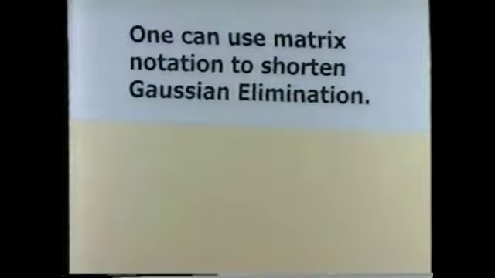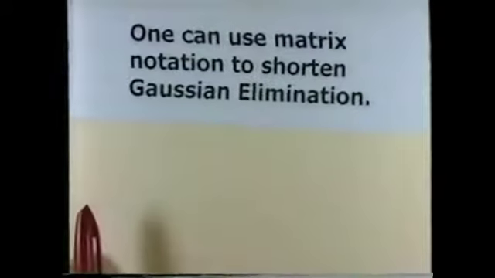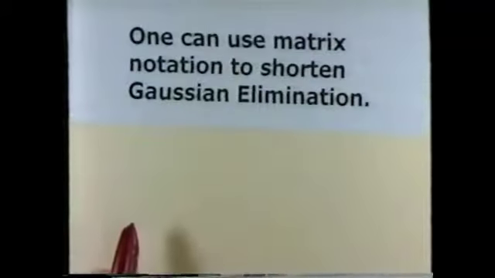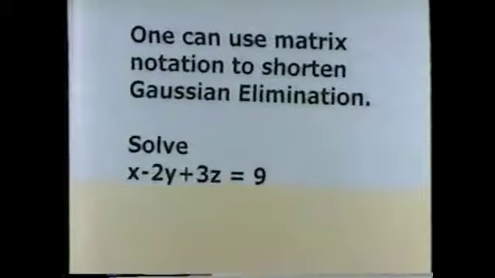One can use matrix notation to shorten Gaussian elimination. As we go through and use the row operations, you will see that they're the same as the equation operations that we discussed in tape 1. One can use matrix notation to shorten Gaussian elimination.